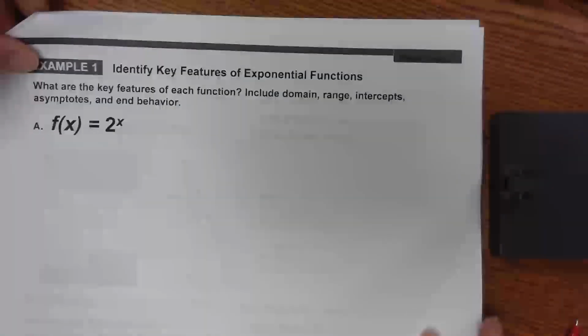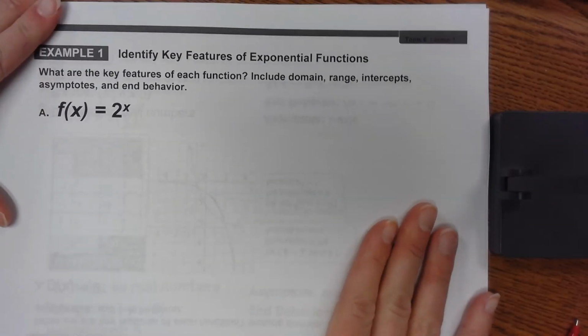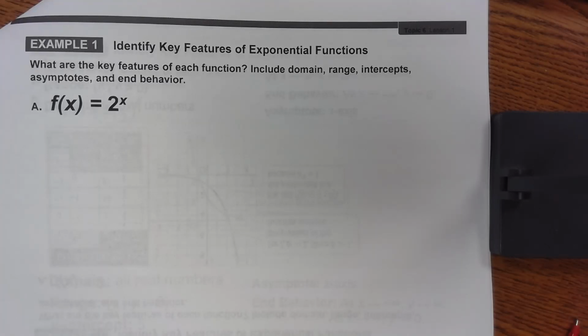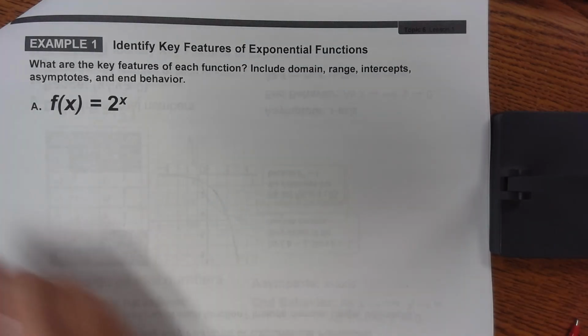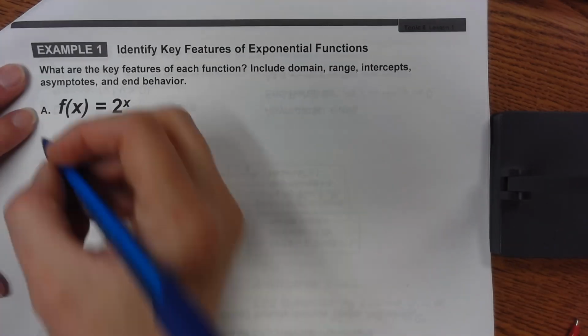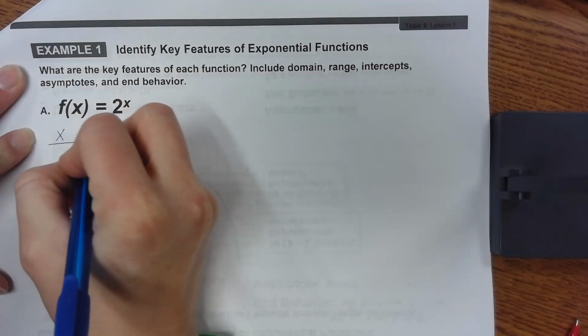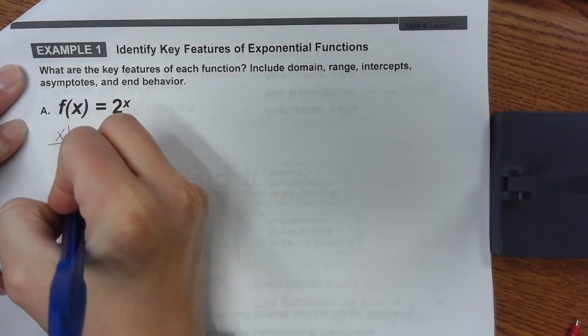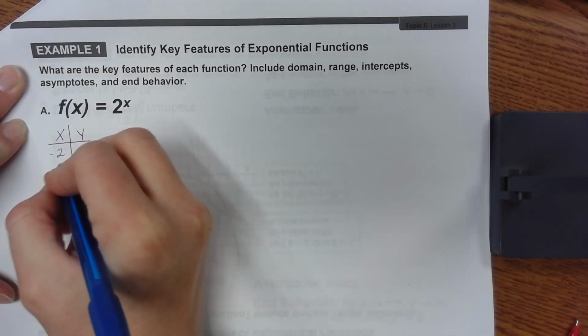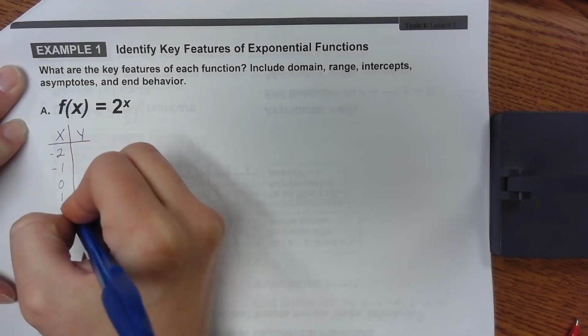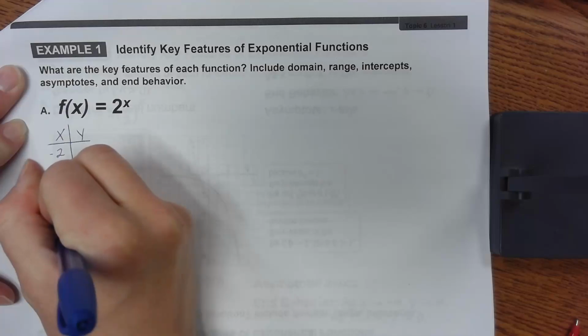So let's kind of check out just a more basic function. We have f of x is equal to 2 raised to the x. In the end, we're going to find all these key features, but first let's build this graph a little bit. Now we probably can do this on our own. Okay, so I'm going to start with maybe -2, -1, 0, 1, 2. I might even go to 3.